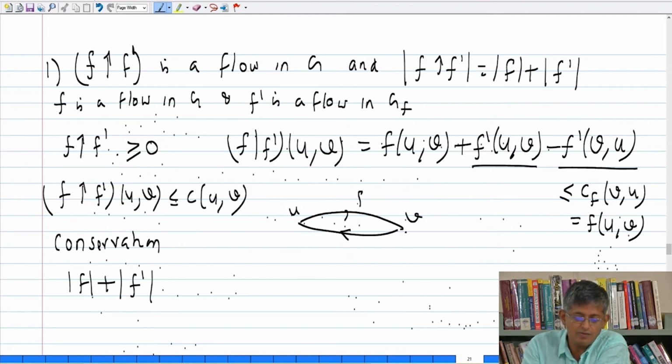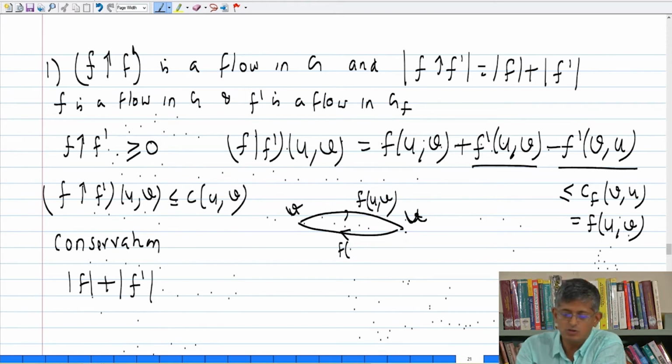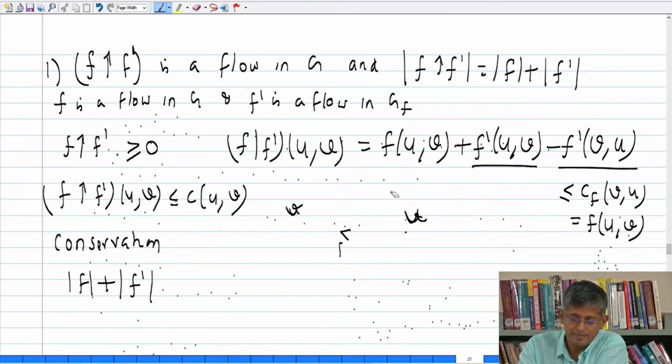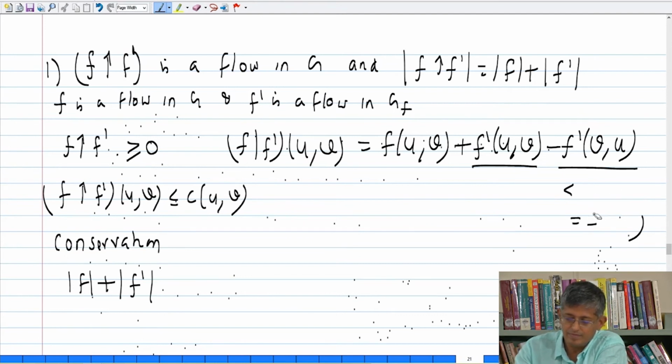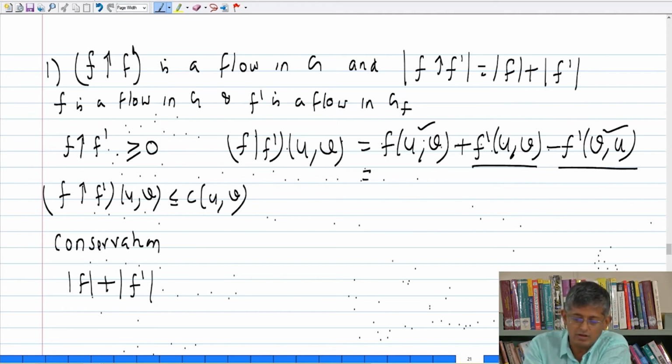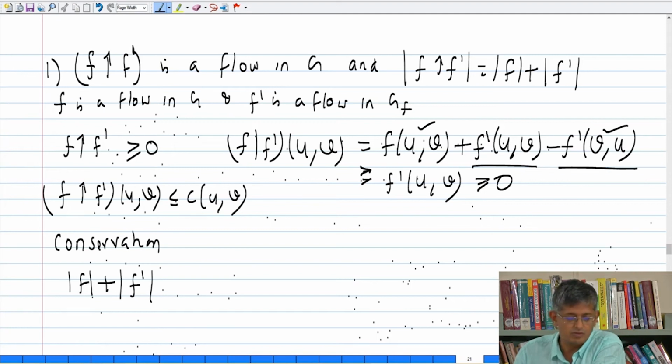You have uv. If you have a flow of f, then the capacity of this edge would have been f of, sorry, let me rename this correctly, f of v comma u. The capacity of this edge would have been f of u comma v. These two would cancel, right. So therefore these two terms would cancel and this would be greater than or equal to f prime of u comma v, and this is greater than or equal to 0 because that was a positive value on the flow.